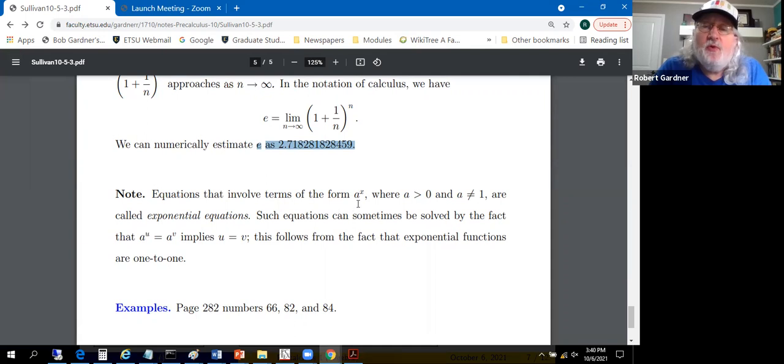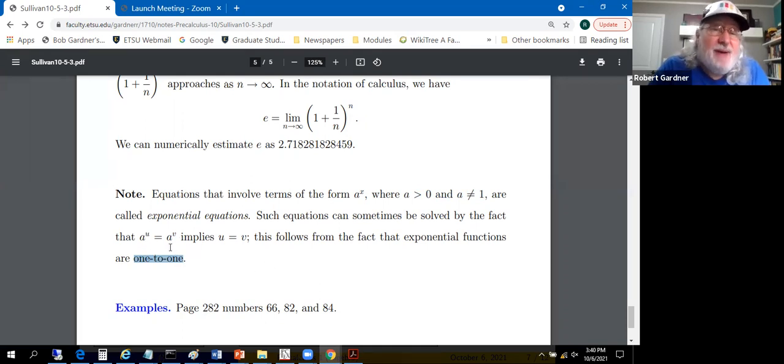Equations that involve terms of the form a to the x, maybe that a parameter could be this number e even, where a is greater than 0 and not equal to 1, the usual constraints on a when we considered the exponential function a to the x, are called exponential equations. Such equations can sometimes be solved by the fact that a to the u equals a to the v implies u equals v. That's because these are one-to-one functions. Since they're one-to-one functions, if a to this equals a to that, then this equals that. The exponents must be equal. One-to-oneness of exponential functions gives us that property.